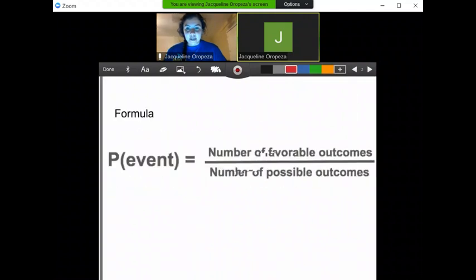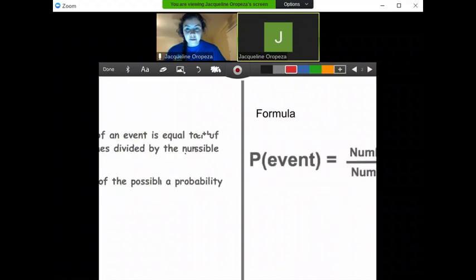Let me try to see if I can get a clearer picture. It keeps coming out blurry.